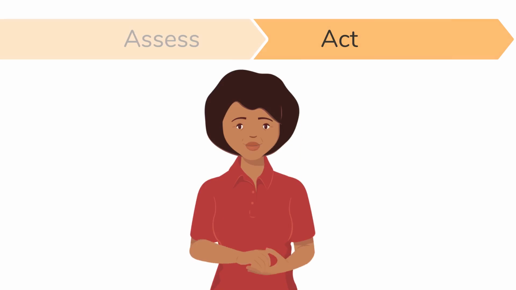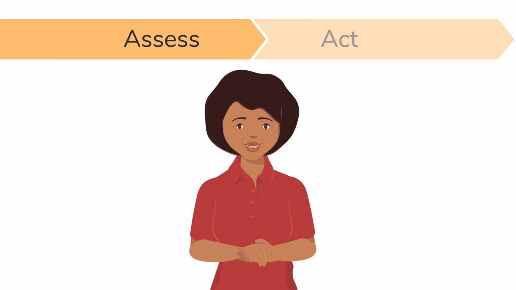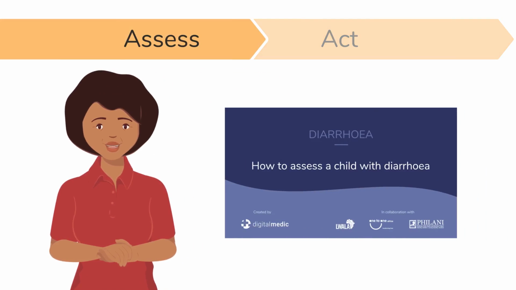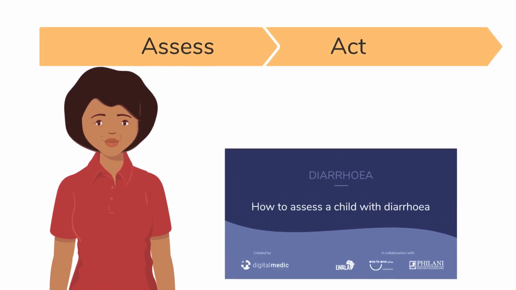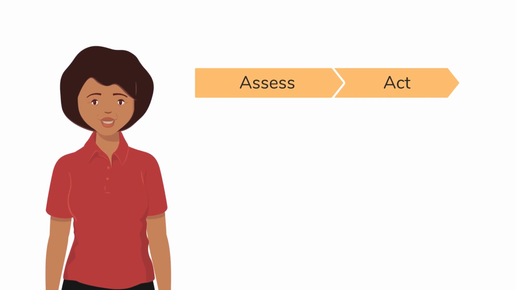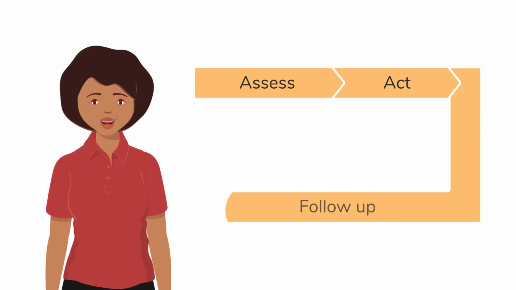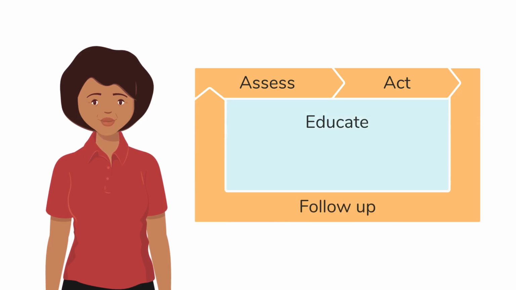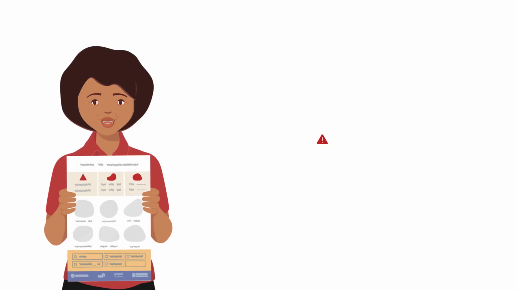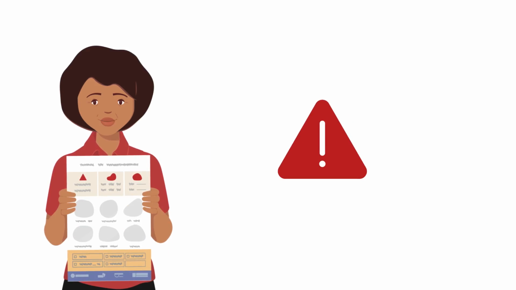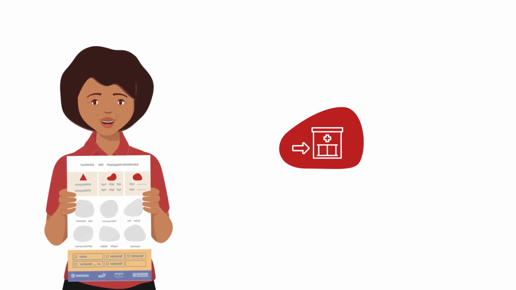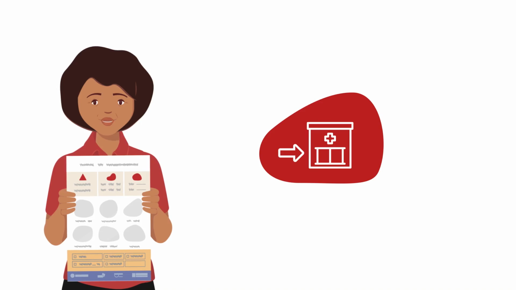For a reminder of how to assess a child with diarrhea, take a look at another video in this module. Remember that the illness can change over time, and a child may get worse quickly. So, reassess the child in a follow-up visit and educate the family on the danger signs to look out for. Your danger signs job aid will help you identify these danger signs quickly so that you can refer the child immediately to a health facility.